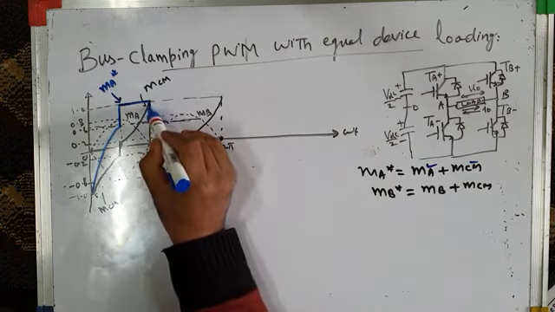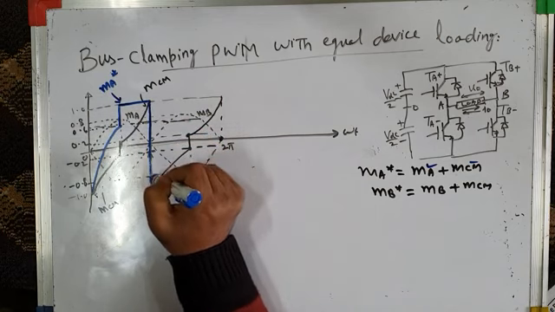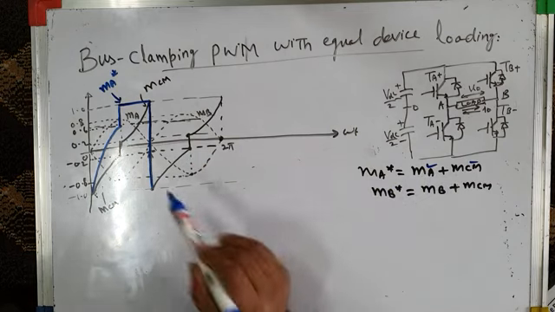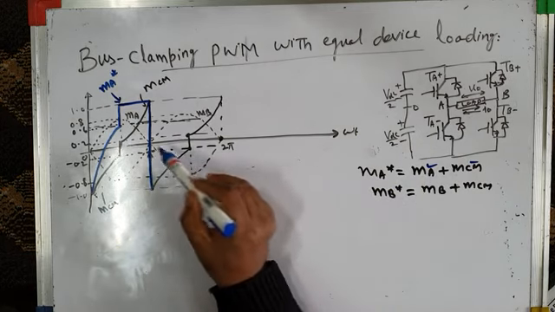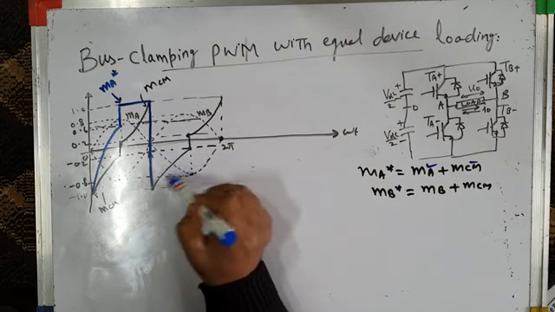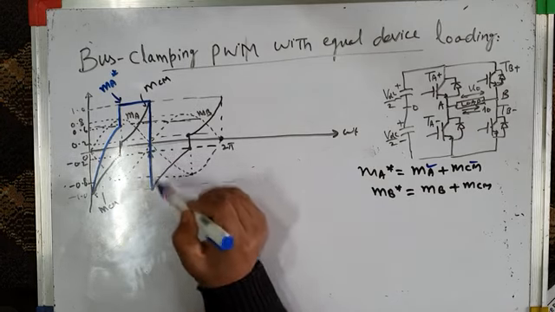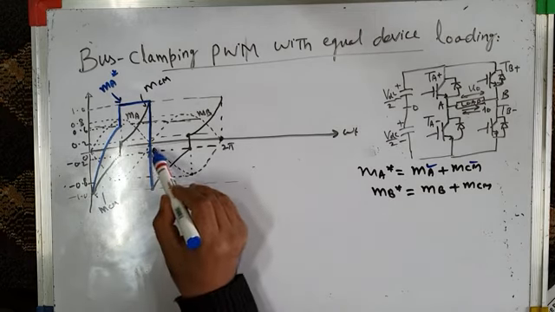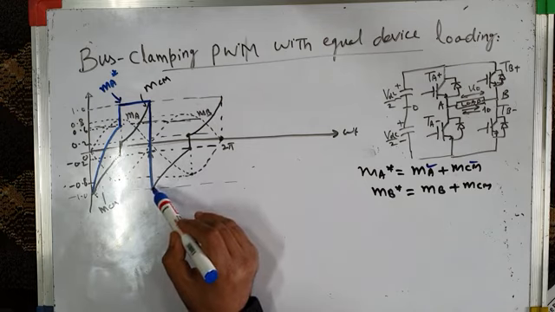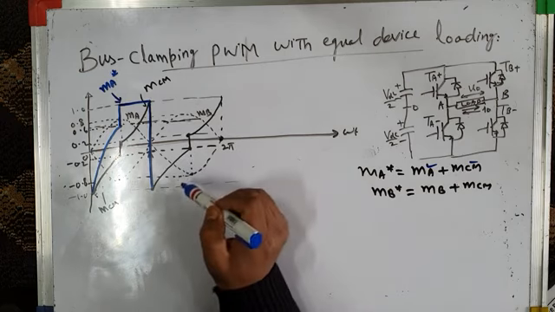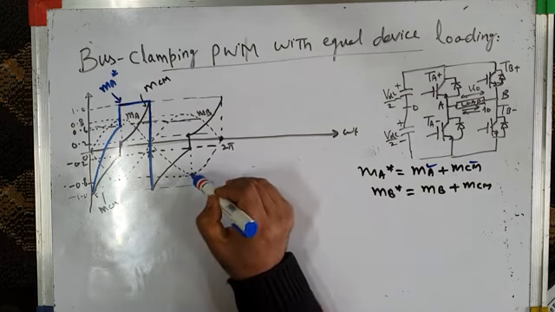What about the negative half cycle? It will come down. In the negative half cycle, MA star is MA plus MCM. This is your MA, and this is your MCM. So this plus this is minus 1 plus 0, minus 1. After that, you just add the two of them up. When you add them up, it will get clamped to, for example, at this point, what is MA?